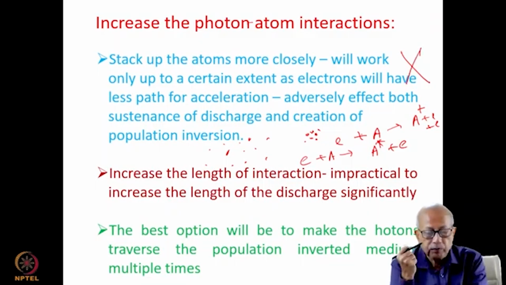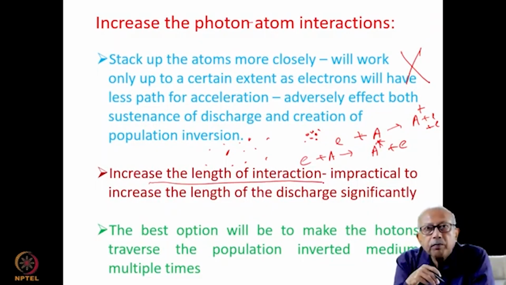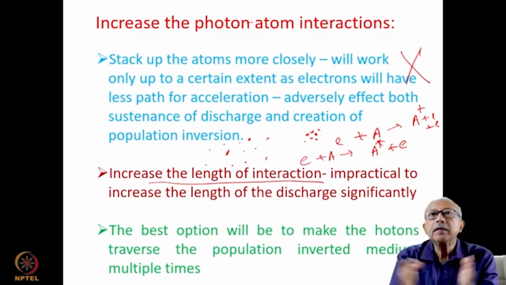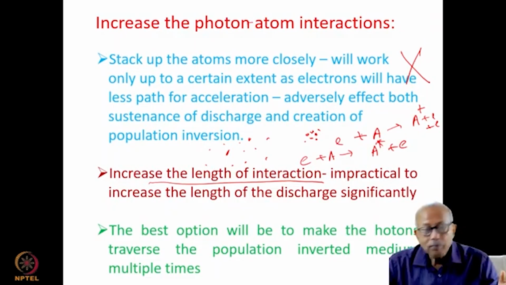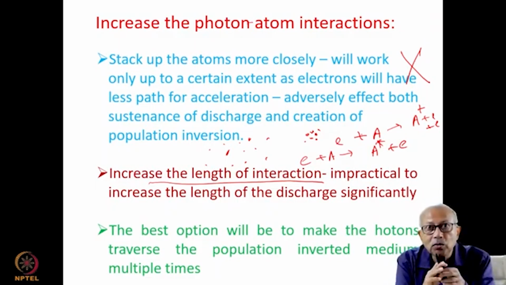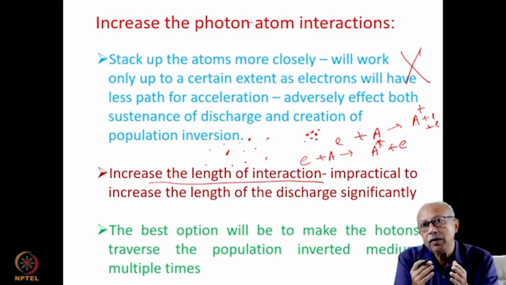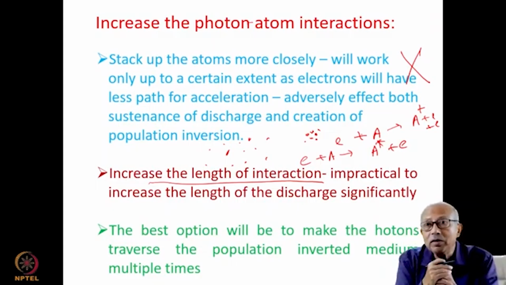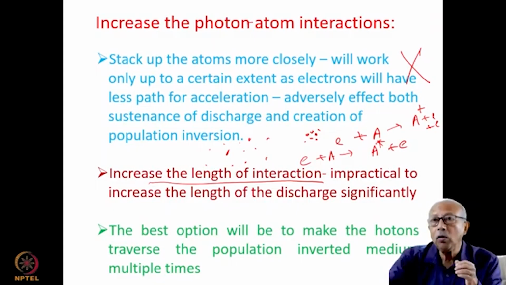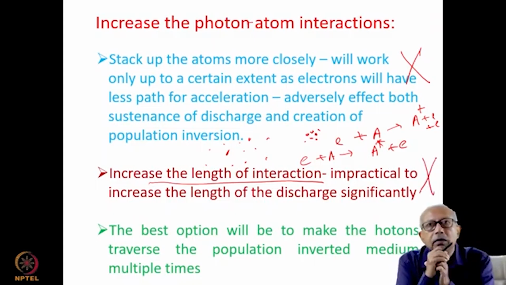The second option, of course, would be to increase the length of interaction. That means you increase the length of the discharge where you have the population inverted medium. But it is quite impractical, as you would appreciate, since the length of the tube can be increased from a meter to just several meters, but surely not kilometers. Therefore, this is also going to be an impractical solution.